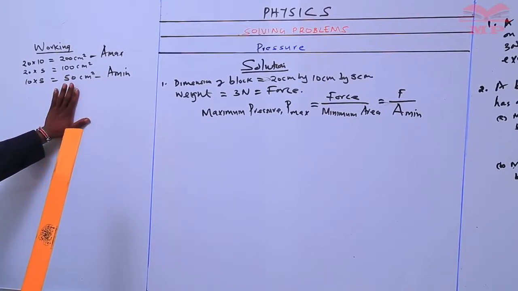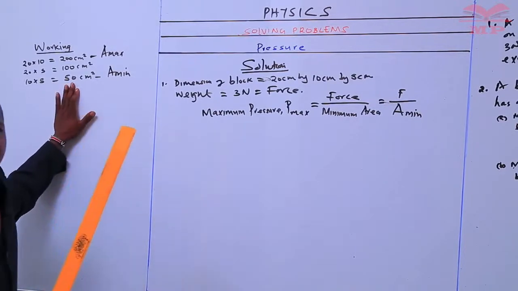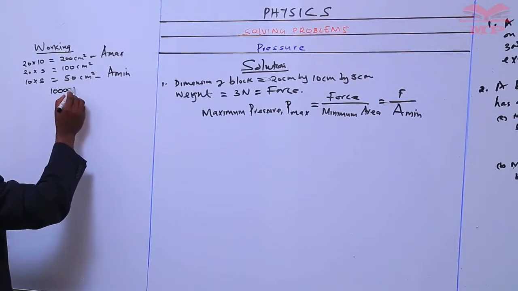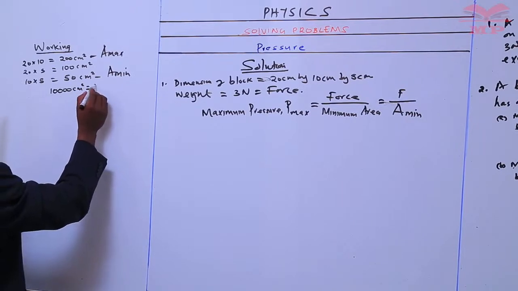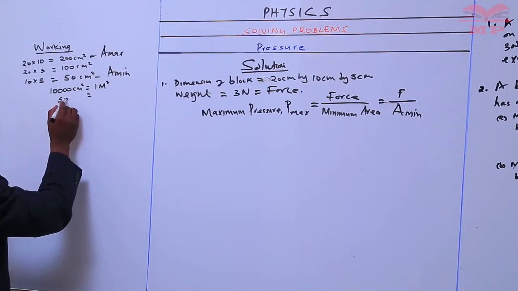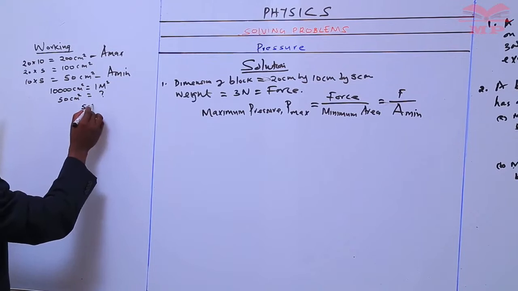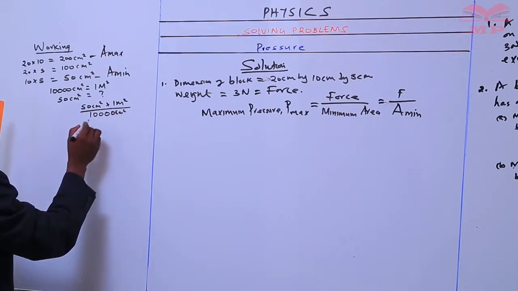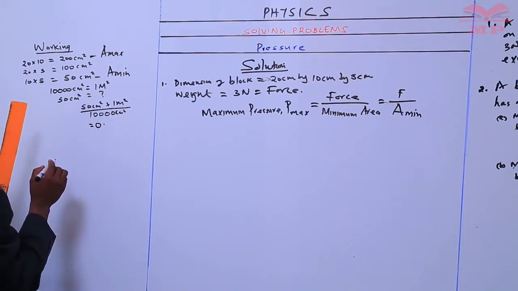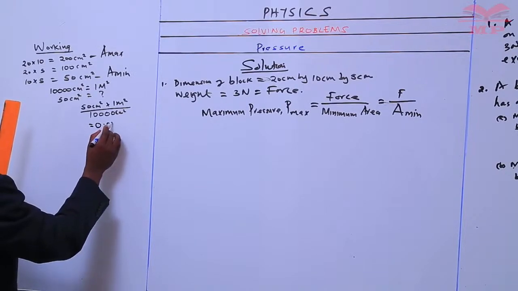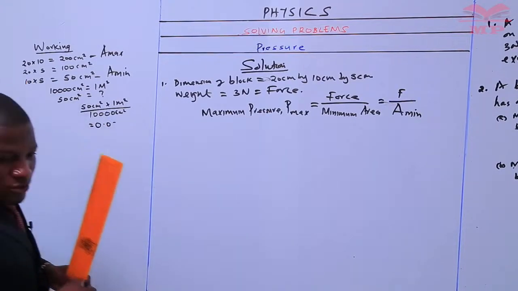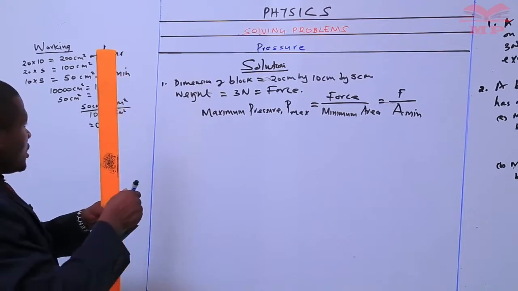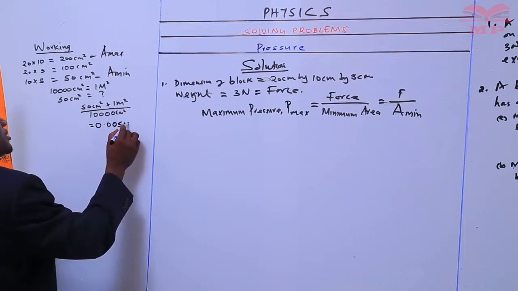Now, remember, this area is in centimeters squared. We must change it to the SI unit, that is into meters squared. In the last lesson, we said that 10,000 centimeters squared is equal to 1 meter squared. So what about 50 centimeters squared? So cross multiply, we have 50 centimeters squared times 1 meter squared, then divide by 10,000 centimeters squared. This gives me 0.05. Is it 5? We can use our calculator. That is 50 divided by 10,000. Yeah, it is 0.005 meters squared.